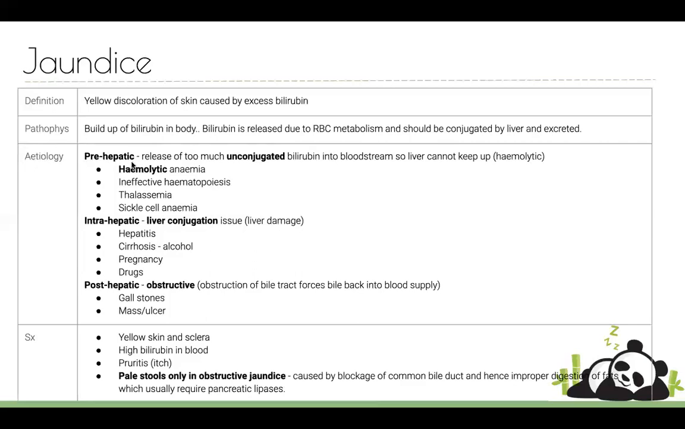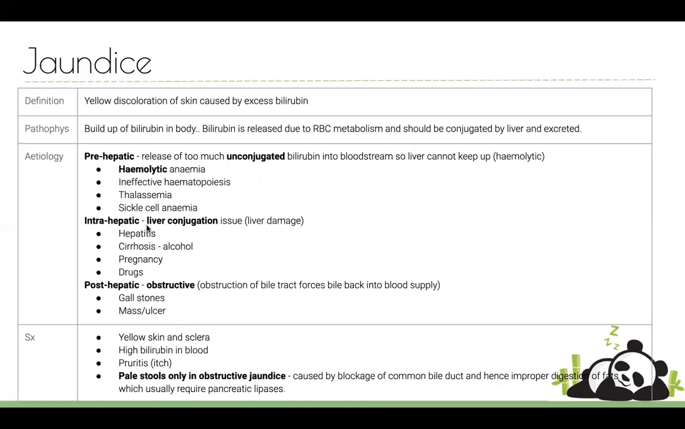Prehepatic is before it reaches the liver. And so this can be caused by an excess of bilirubin. So you're releasing a lot more than you usually would. And because you're releasing it, it's not yet conjugated by the liver because it hasn't reached the liver yet, so it's unconjugated bilirubin. And this is most commonly caused by hemolytic anemia, and then all these other heme diseases essentially can basically cause red cell lysis, and hence hemolytic anemia again.